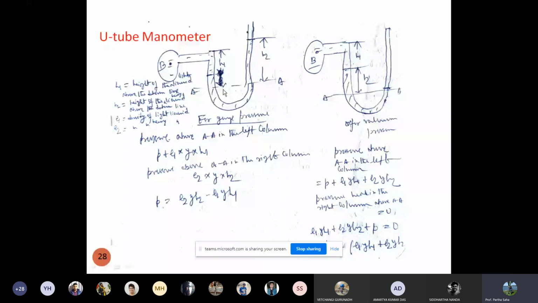Rho1 is the density of the liquid in the left limb, and rho2 is the density of the heavy liquid in the right limb. Okay, so what is the pressure above this datum line in the left column? P plus rho1 g H1, and the pressure above A1 in the right limb will be rho2 g H2. Okay, so if these two pressures are in equilibrium, then P will be rho2 g H2 minus rho1 g H1. So that's how you calculate P for a gauge pressure. That is the difference in the pressure head from the right limb to the left limb.